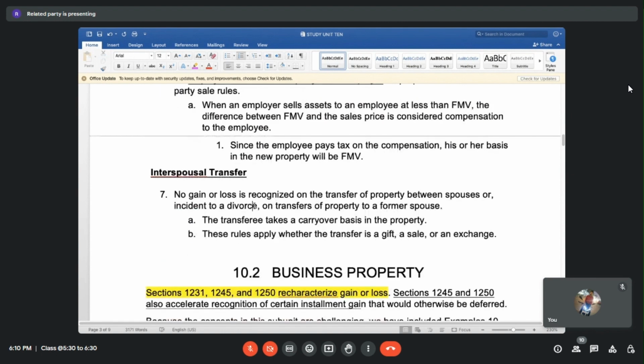Interspousal transfer. Any transfers happening between husband and wife are not considered to be related party transactions, because no gain or loss is recognized on the transfer of property between spouses, or anything related to divorce or some other arrangement. It's not a taxable transaction, it's not a tax deductible transaction. And these rules will also apply when the transfer is a gift, sale, or exchange.